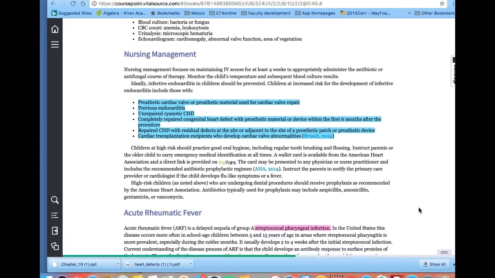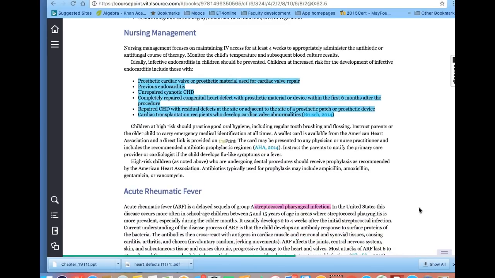All right, so nursing management. If you've got a suspected or a potential for infective endocarditis, and this is the listing of the ones that you should be giving prophylactic antibiotics for. If they have a prosthetic valve, if they've had endocarditis previously, if they have a congenital heart defect, those are all indications that you need antibiotic therapy before you have any kind of dental procedure or invasive procedure.